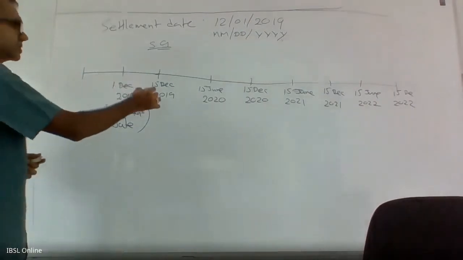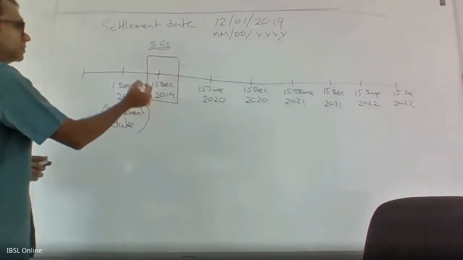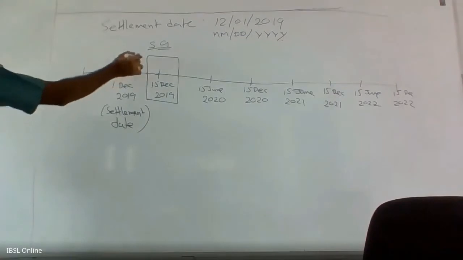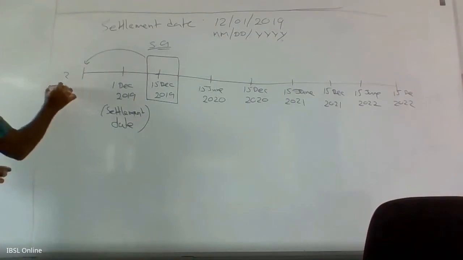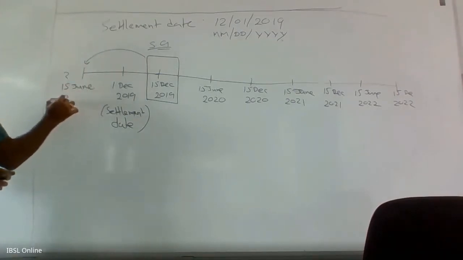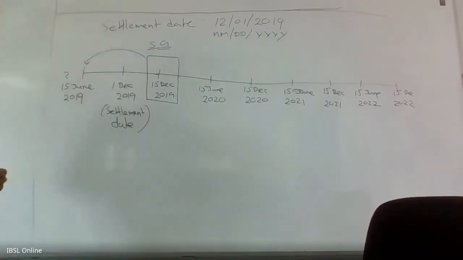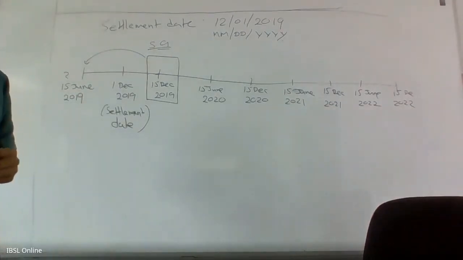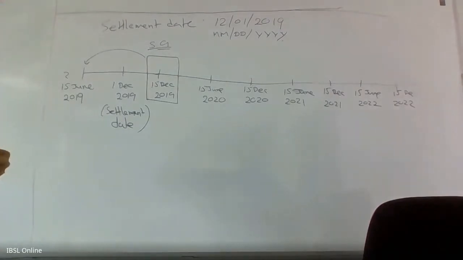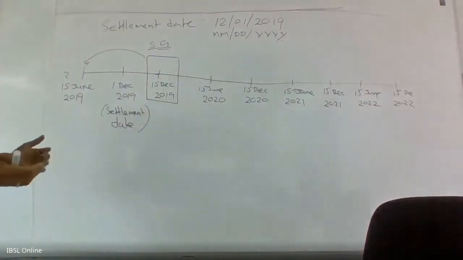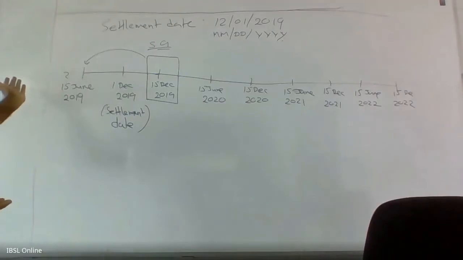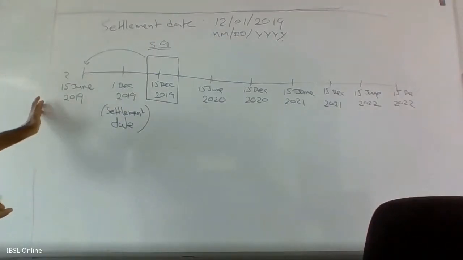Now, this is the coupon date. What is the previous coupon date? What is this date? This is 15th June 2019. That is 15th June 2019. Now, again, there's a fraction of the whole coupon period. Therefore, instead of taking the number of days in the year, what do we do?